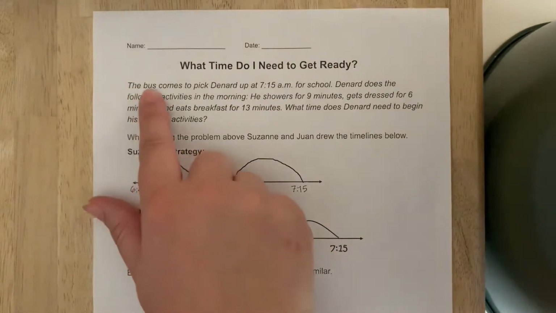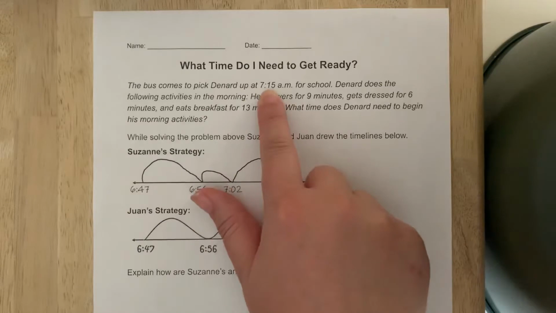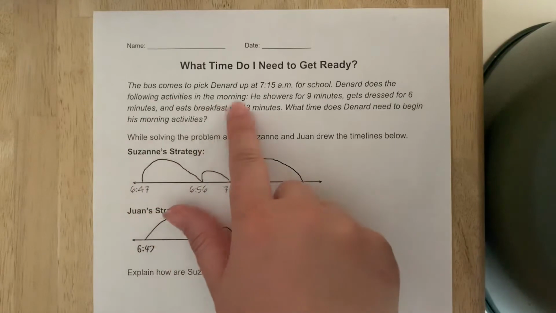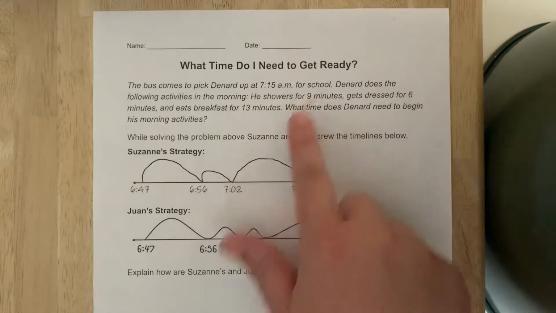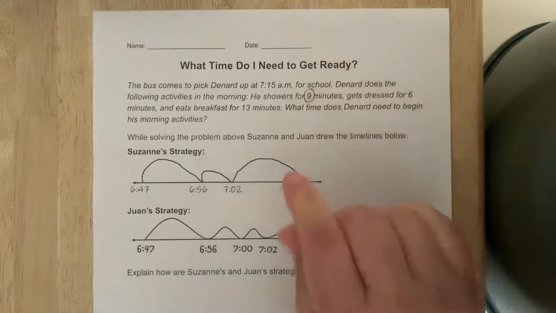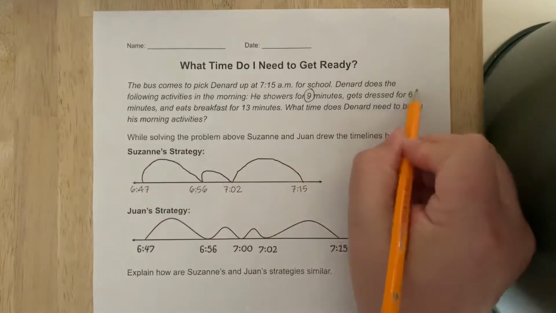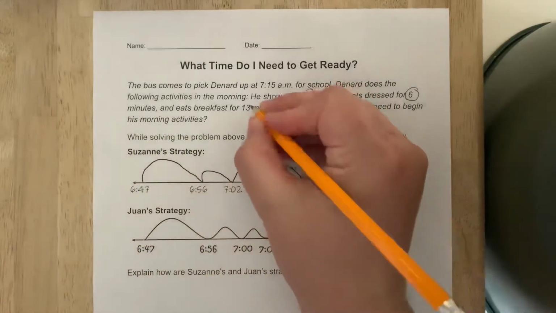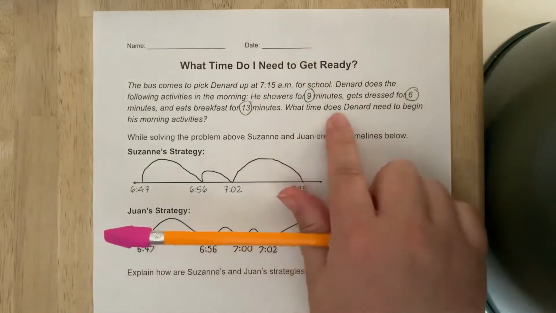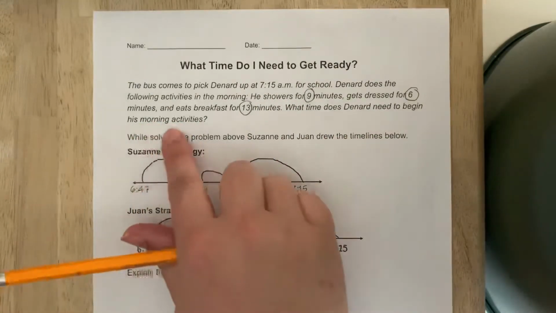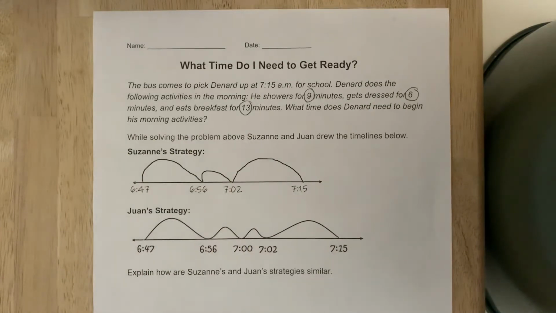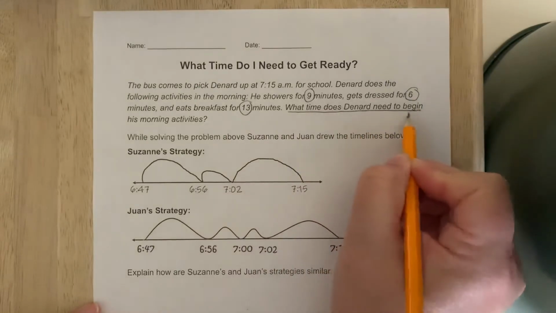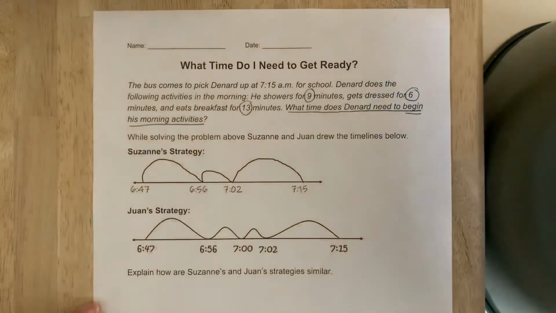It says, the bus comes to pick Denard up at 7:15 a.m. for school. Denard does the following activities in the morning. He showers for 9 minutes. He gets dressed for 6 minutes and eats breakfast for 13 minutes. What time does Denard need to begin his morning activities? So it's talking about what time does Denard need to begin his morning activities.